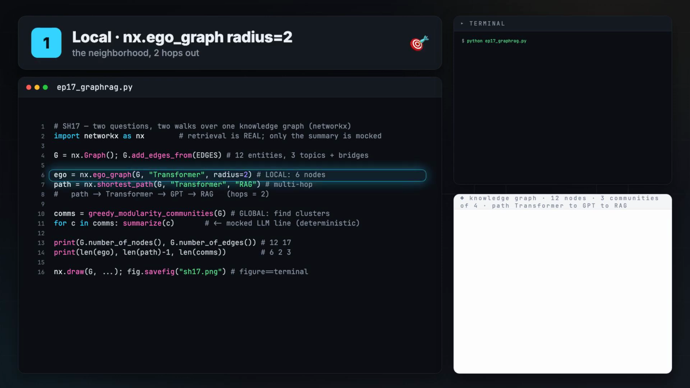For the local question, nx.ego_graph, G, transformer, radius of 2 returns the 2-hop neighborhood as its own subgraph. Radius 2 means include everything within 2 edges, the entity, its neighbors, and its neighbors' neighbors.